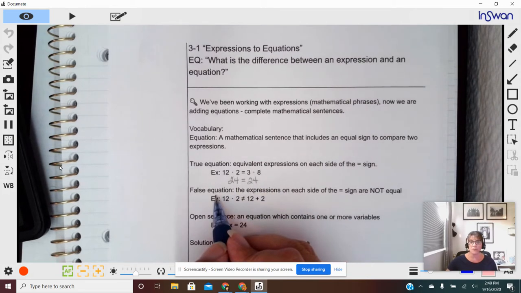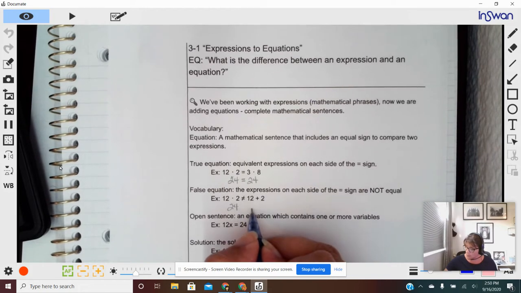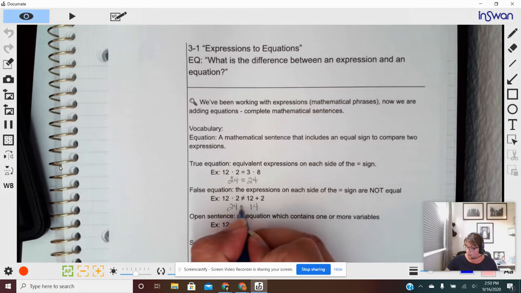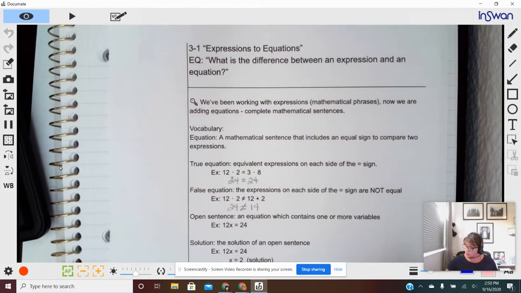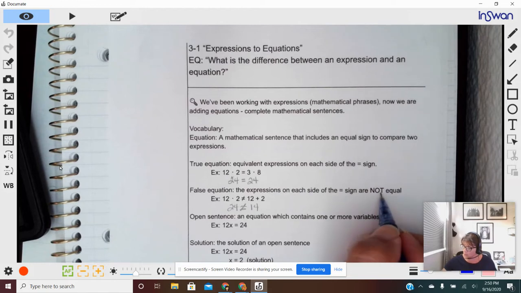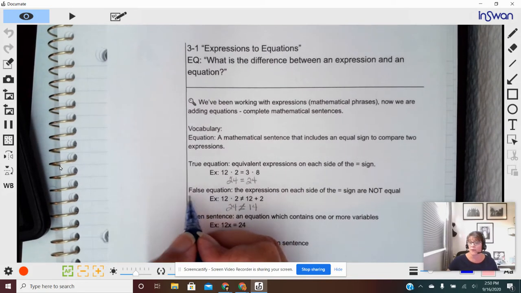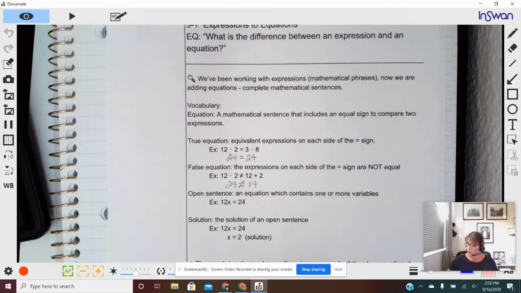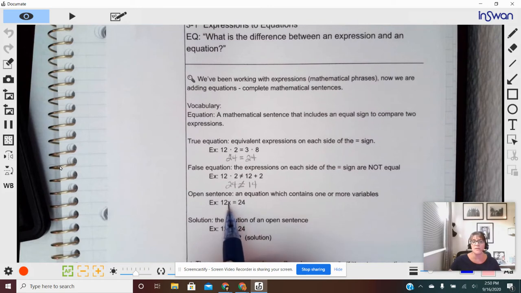So let's look at this one, false equation. 24 and 14. Oh, that's super not the same value. Okay, you don't want me to come up to you and say, oh yeah, here's $14, you please give me 24. That's not an equal trade. Okay, when it's not equal, okay, it's a false equation. It's a liar. Okay. Now, an open sentence is an equation, and we don't know what the value is yet.